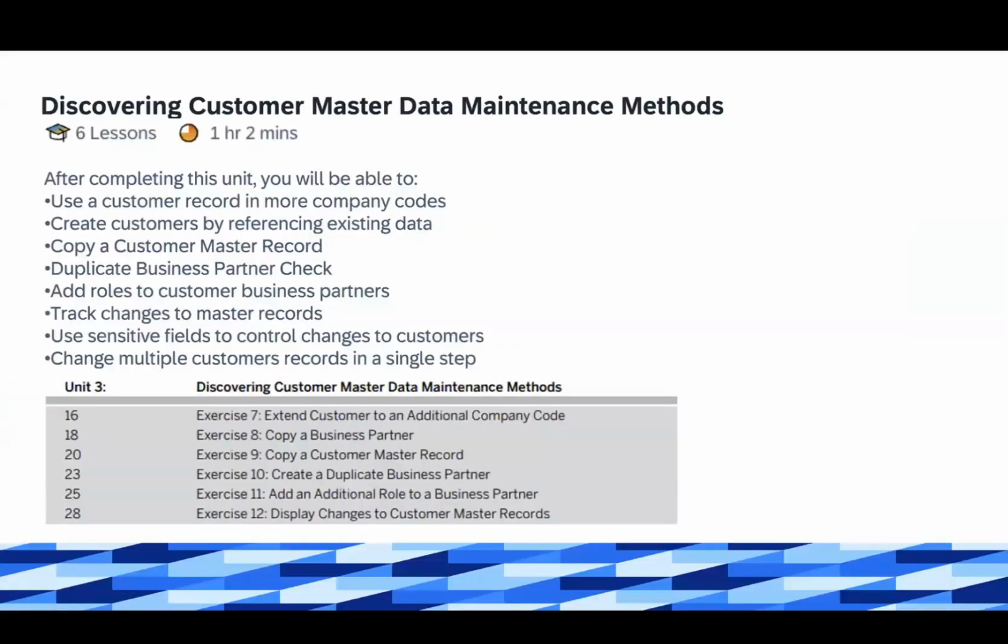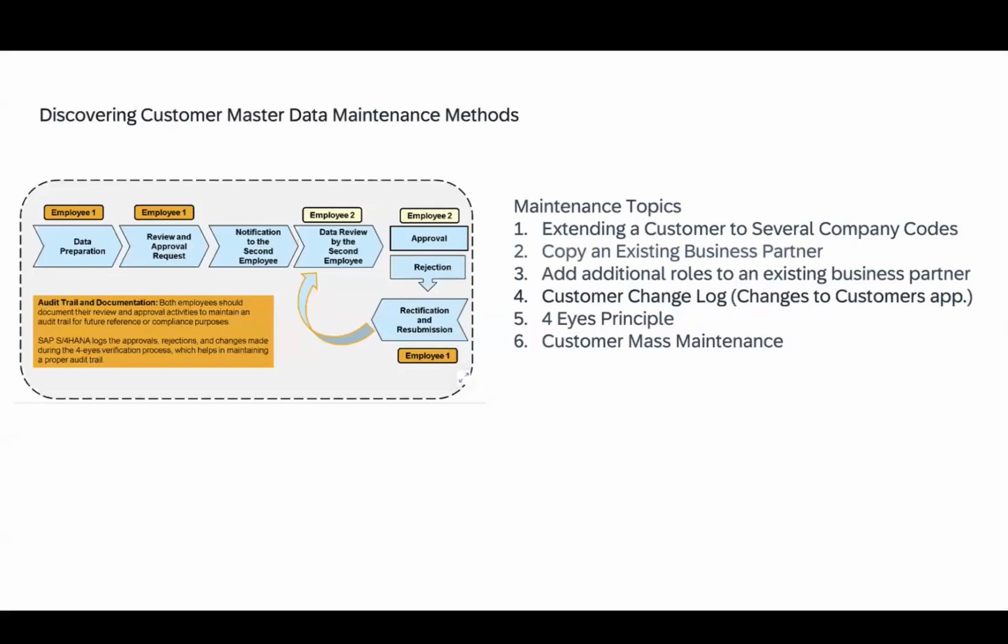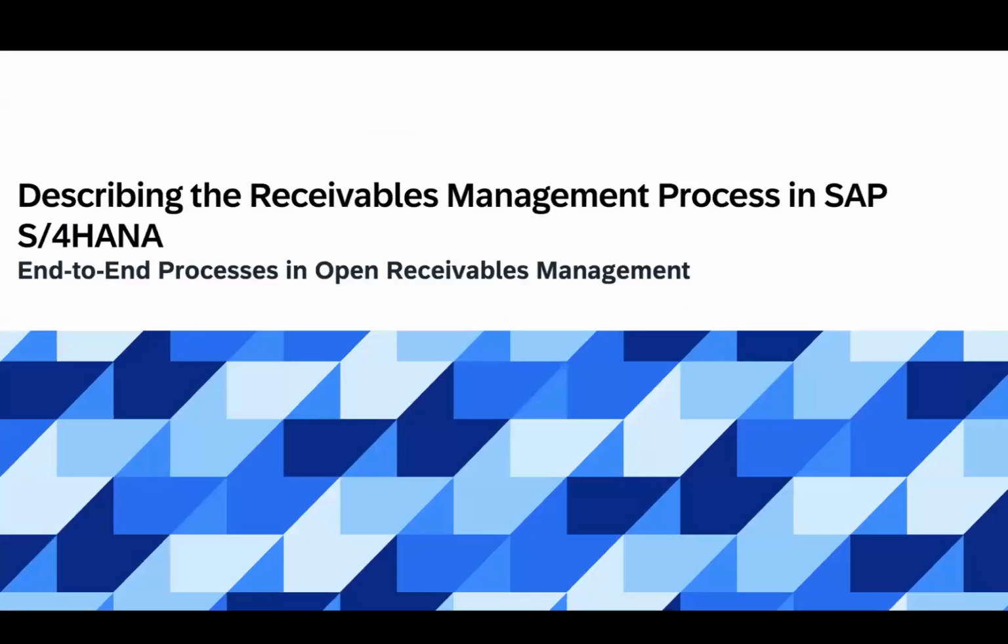And let's look at the different master data maintenance methods. So again, we saw this over in the other side. We've got the 4 I's principle. We've got customer mass maintenance. We've got a change log we could look at. We can copy an existing business partner, create a new one. We can extend to several company codes. It's all the same things because we're dealing with the same object. We're dealing with a business partner. So there's not a separate sort of customer list and supplier list. It's the same list with different attributes.